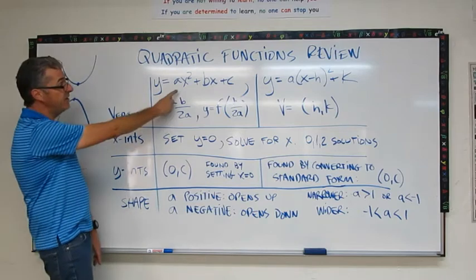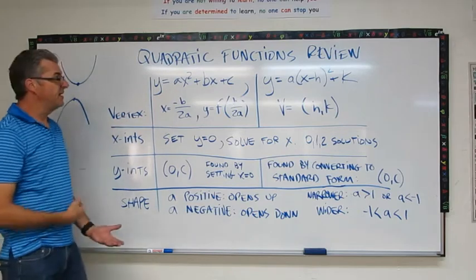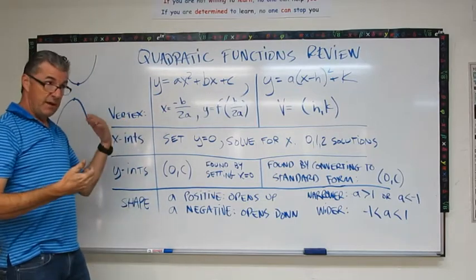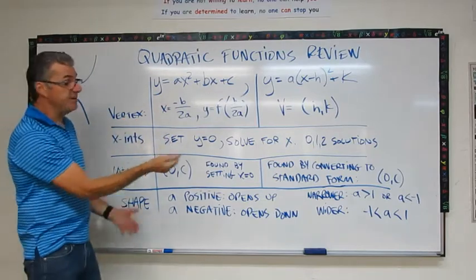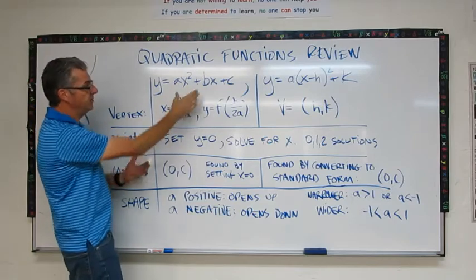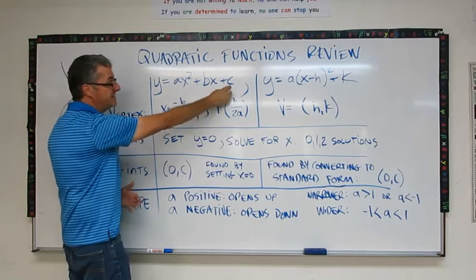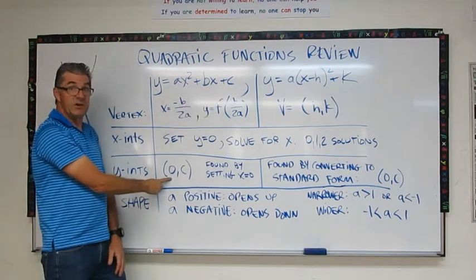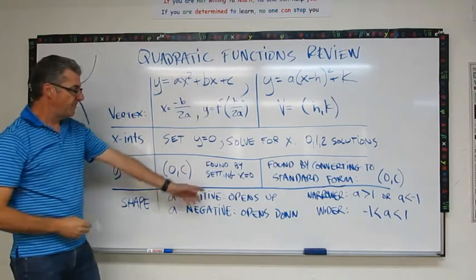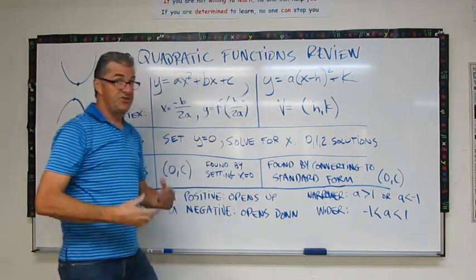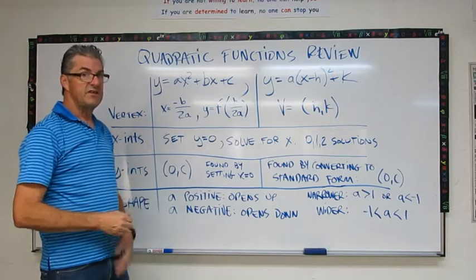Y-intercepts. This is where you like standard form. The y-intercept is just c. That's where it crosses the y-axis. And that happens when x is equal to 0. So if you plug 0 in for x in this equation, these two terms just go away and it's c. So that's why I wrote (0, c). That's your y-intercept, found by setting x equal to 0. Vertex form is just not good for finding the y-intercept.